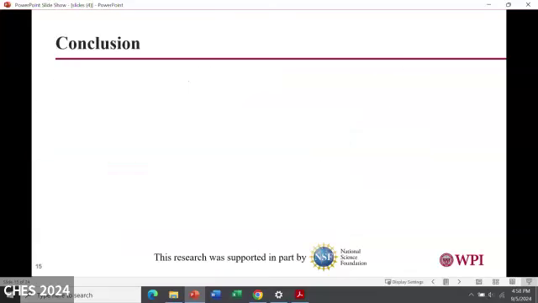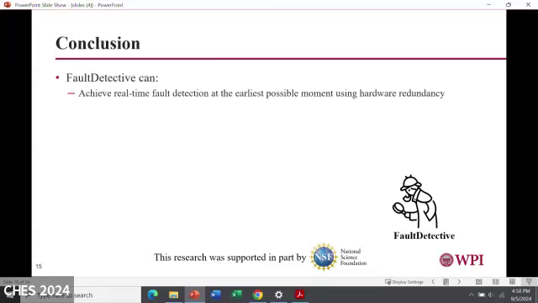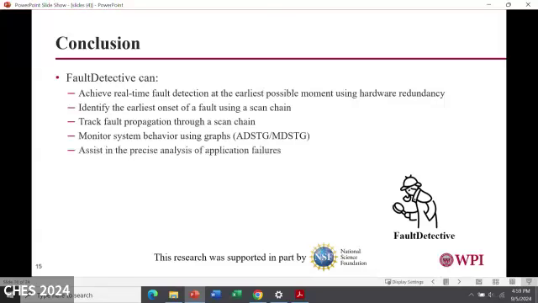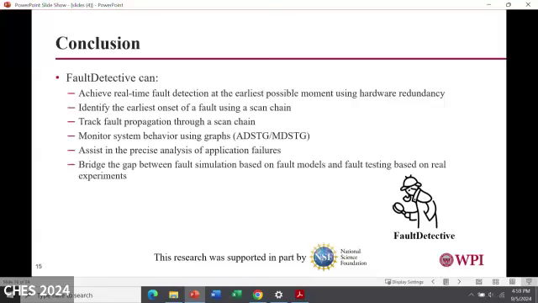And at the end, I wanted to wrap up by saying that FaultDetective can achieve real-time fault detection at the earliest possible moment by using hardware redundancy. We can also identify the earliest fault by using a scan chain and tracking the fault propagation through the scan chain. We can also monitor the behavior of the sane and the weird machine using graphs. This can help analyze how the application fails, and it will bridge the gap between the simulation and the measurement experiment.